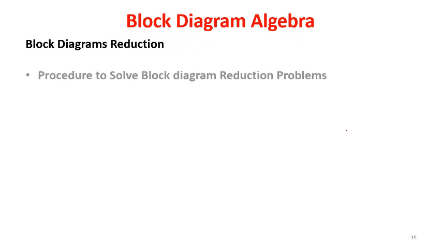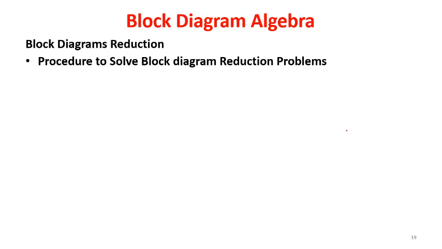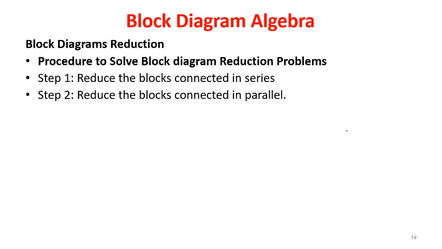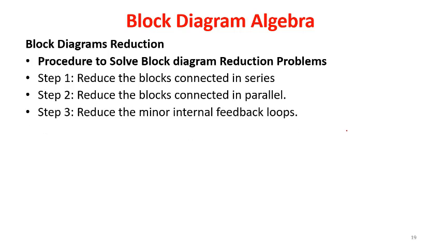Next we have to know the procedure to solve the block diagram reduction problems, and the steps involved in solving block diagram reductions are going to be explained now. Step 1 is to reduce the blocks connected in series using rule number 1. Next step, reduce the blocks which are connected in parallel, rule number 2. Third, reduce the minor internal feedback loops.